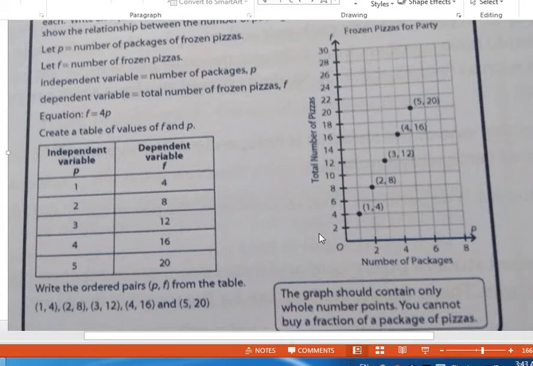I have here 2 and 8. So 2 here to the right, and then go up to 8. This is point 8 in the y-axis. I have here 3 and 12. Go 3 here. It's not written, but I know that's 3 and 12. Go up until you reach 12. So this is 3 and 12.